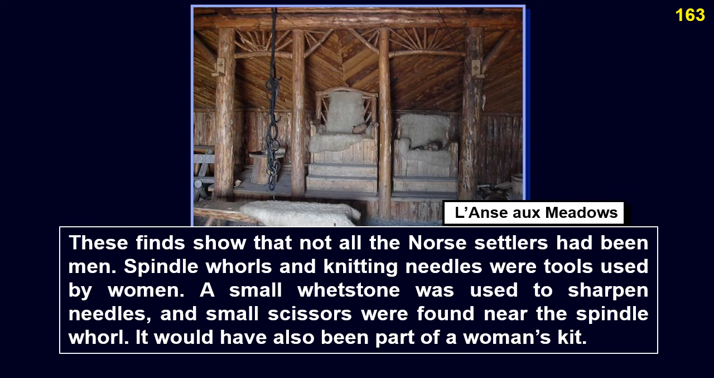Spindle whirls and knitting needles were tools used by women. A small whetstone was used to sharpen needles, and small scissors were found near the spindle whirl. It would have also been part of a woman's kit.